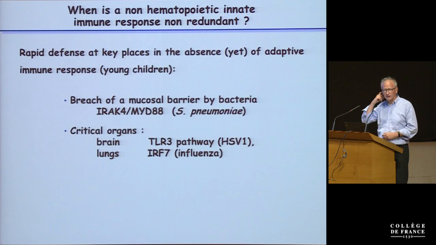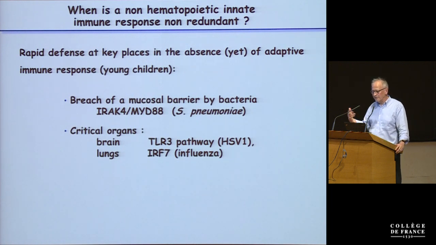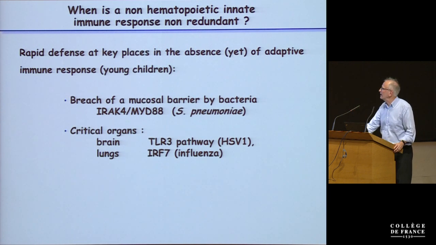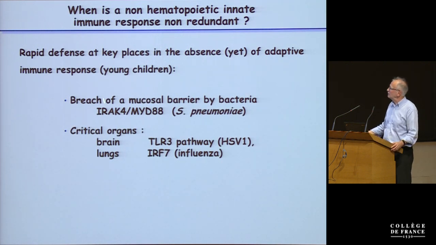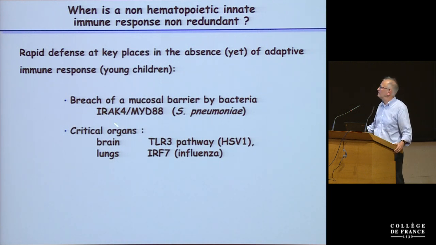So what are the situations, the few settings in which non-hematopoietic-specific innate immune responses are non-redundant? There are a few. These are essentially genetic defects that have been characterized by Jean-Laurent Casanova and his group. Essentially, they consist of settings where there is a need, quote, a need, for rapid defense at key places at the interface between the body and the outside world, in a context where there are not yet adaptive immune responses, especially in young children.